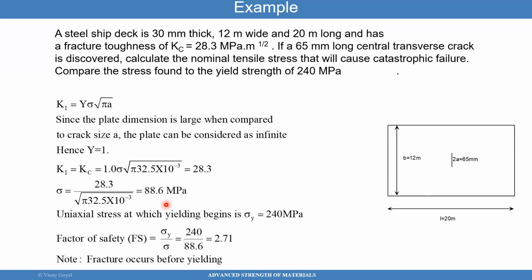Uniaxial stress at which yielding begins is sigma yield equals 240 megapascals. You can check that yourself. And you will see that in reality, fracture will occur before anything else. Fracture will be occurring at 88.6, especially because this is lower than the yield of the material.